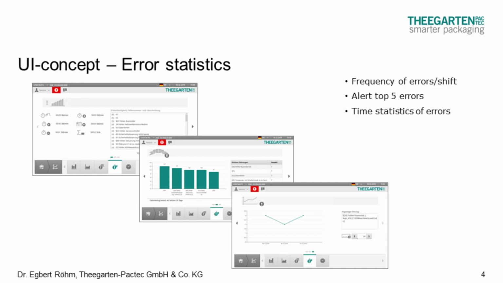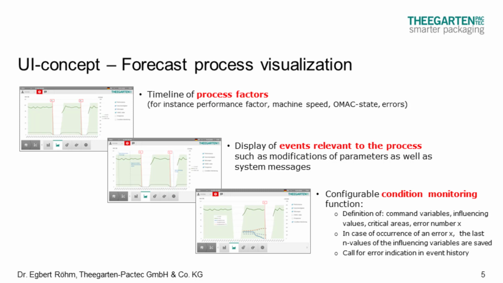The different views, the shift-related evaluation, or the display of the most frequent types of errors allow the identification of deficits in operation. From this, potential for action can then be derived to optimize the machines or to train the operators. Aspects of a modern UI concept: vision of process visualization.